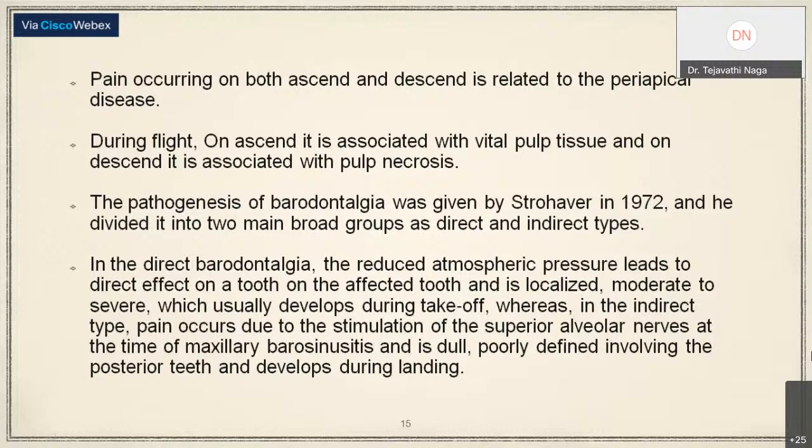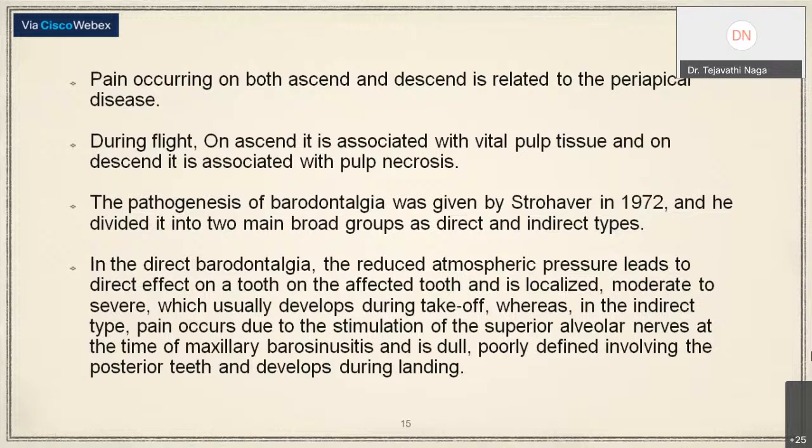The pathogenesis of barodontalgia was given by Howard in 1972, and he divided it into two broad groups, direct and indirect. In direct barodontalgia, the reduced atmospheric pressure has a direct effect on a tooth. The pain is localized, moderate to severe, and usually develops during takeoff. Whereas in the indirect type, pain occurs due to stimulation of the superior alveolar nerves at the time of maxillary barosinusitis, and is dull, poorly defined, involving the posterior teeth, and develops during landing.